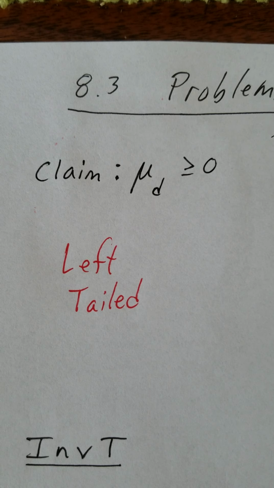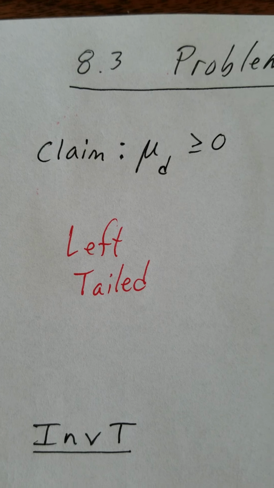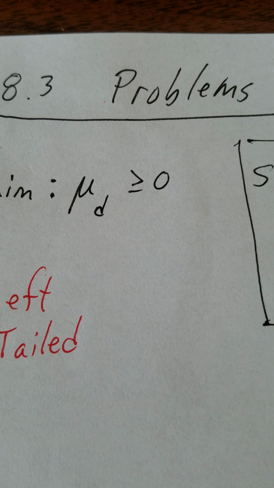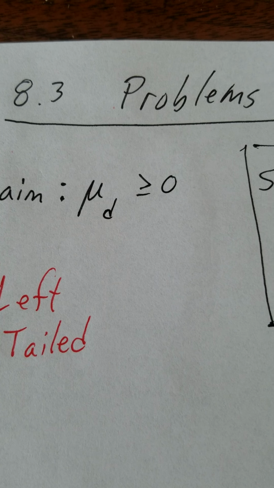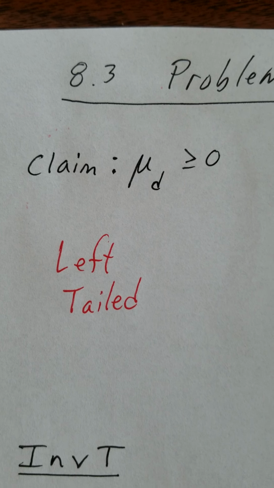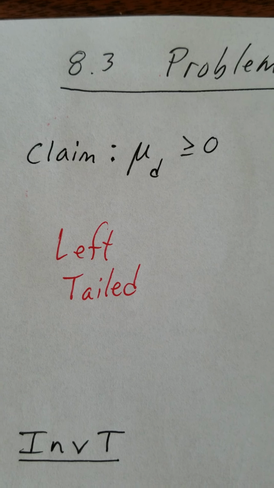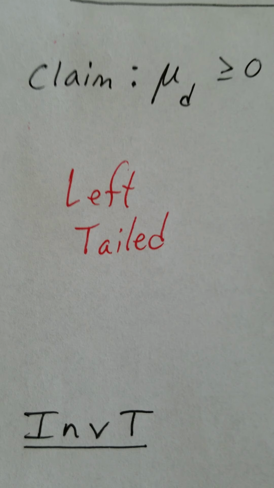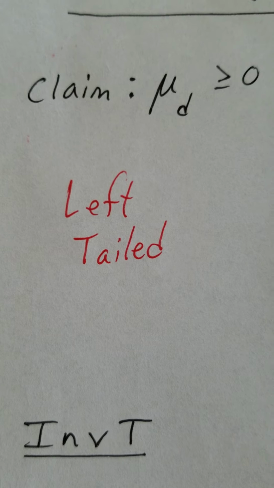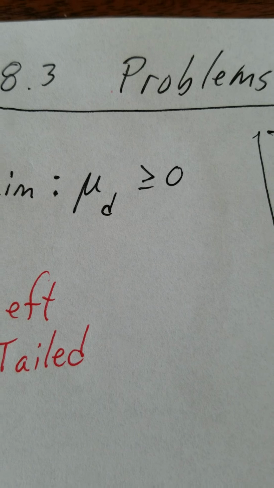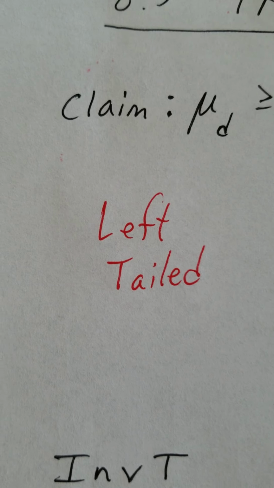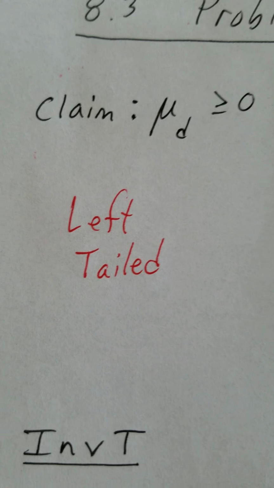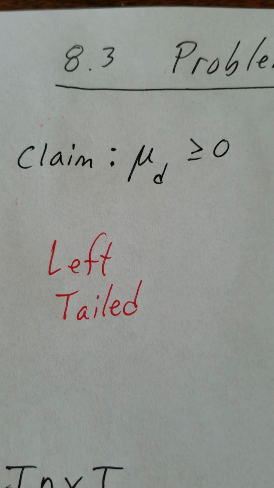They give you the claim, and the first question they ask you is, is it right-tailed, left-tailed, or two-tailed? Well, that's the claim, right? But see how it's greater than or equal? So the alternative would be less than. So this one, you'd say, well, it's left-tailed. Even though they're telling me greater than or equal, it's left-tailed because the alternative would be less than.